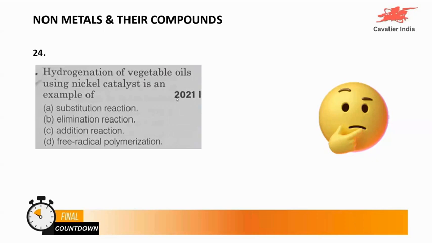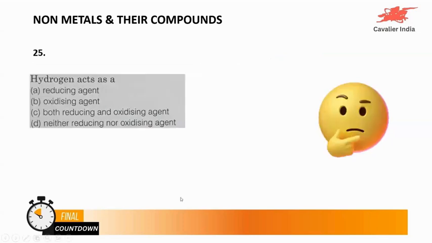Substitution? Is it substitution? Just think: double bond plus hydrogen gives a single bond. I'll just write one example. Suppose CH2 double bond CH2 plus hydrogen. What happens in this reaction? This hydrogen gets added to this, right? So this is an example of an addition reaction. Okay, everyone. Option C is the right answer.